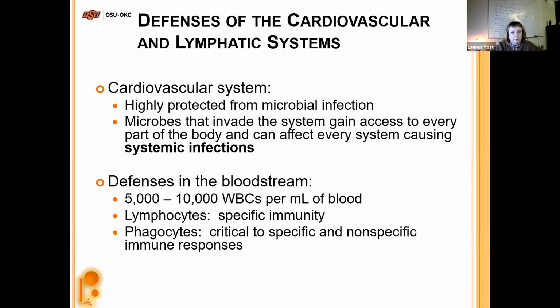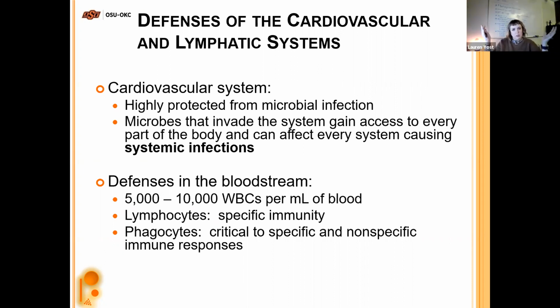Okay, so we need to protect the cardiovascular system from infection. Essentially, you don't want what provides you with oxygen to get infected and ruined. So the cardiovascular system is highly protected from microbial infection. Microbes that invade the system gain access to every part of the body and can affect every system, causing systemic infections all over the body.